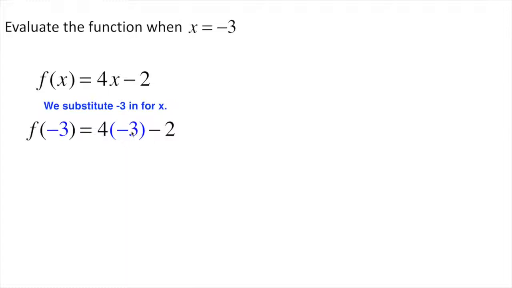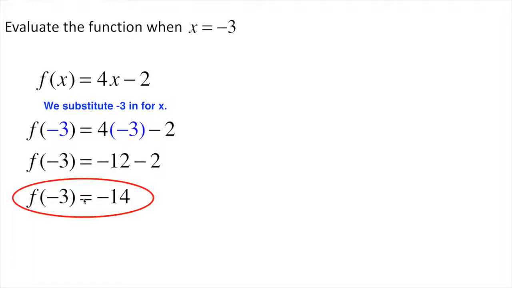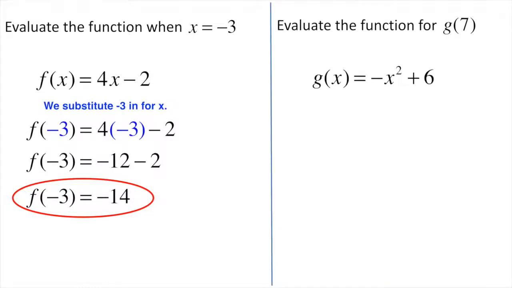We know that 4 times -3 is -12, so you end up with -12 minus 2, which is -14. So f of -3 is equal to -14. So the answer that we'd input for our homework would just be -14. That would be fine.